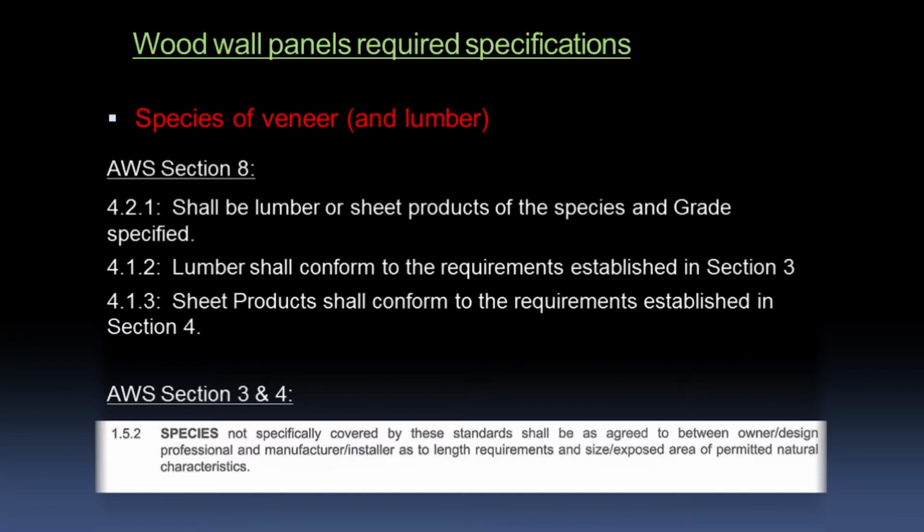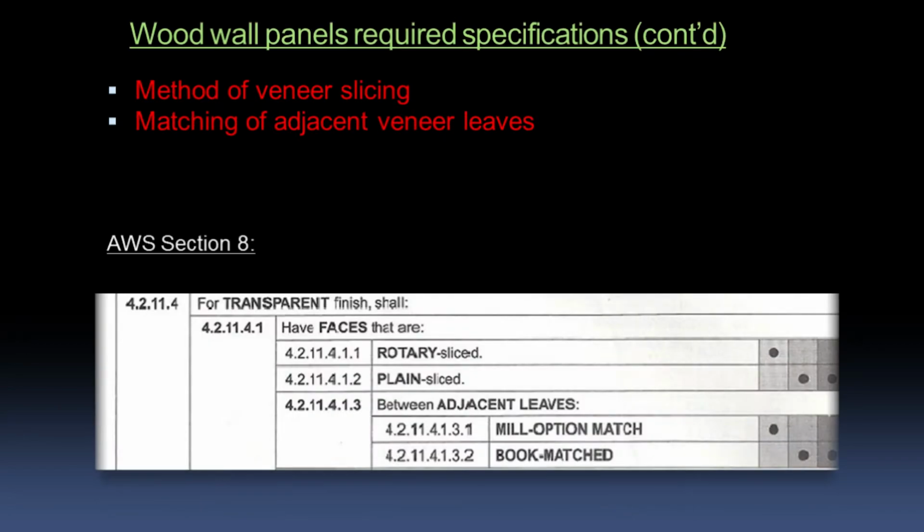But in either case, if the species specified for your project's paneling is not included in that list, then as you can see at the bottom of the slide there, what the AWS says is that species not specifically covered by these standards shall be as agreed to between the owner, designer, professional, and the manufacturer/installer as to length requirements and size, exposed area of permitted natural characteristics. So if you've got some kind of exotic species, that is liable to apply. So now we've got the species. So we're moving on to points 2 and 3 of the list.